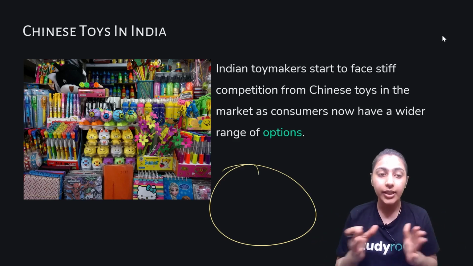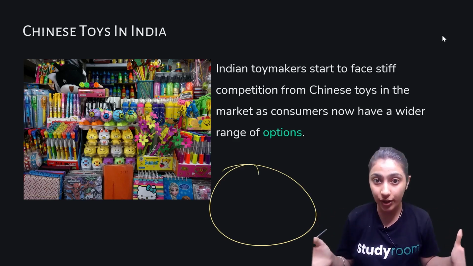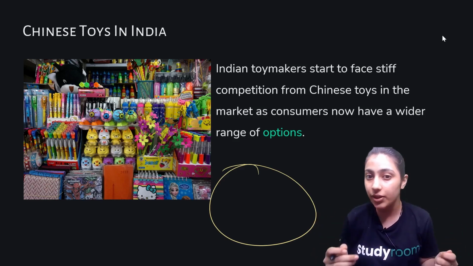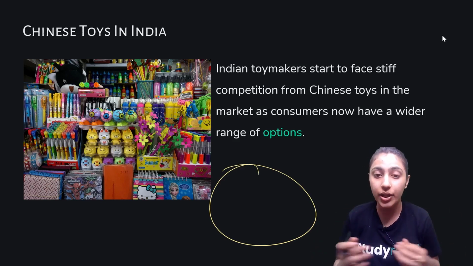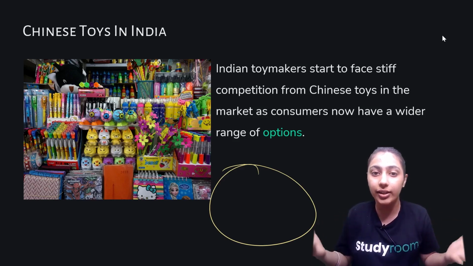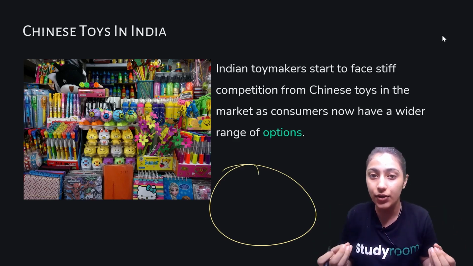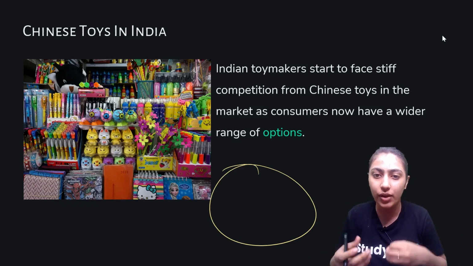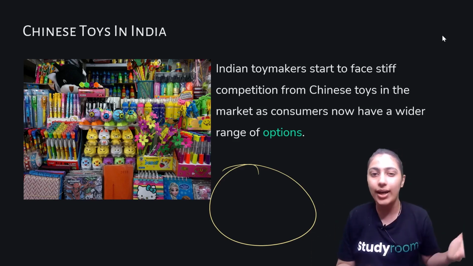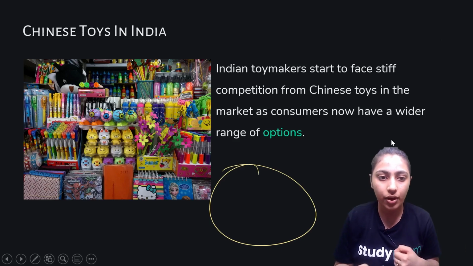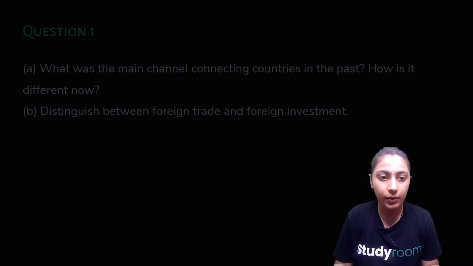So basically, if this type of question comes in your exam, you can definitely use this as an example to show how the interlinking of markets happened and what all took place, which countries were involved. You can mention China and India while explaining your example, of course. Moving forward, let's see what's next.